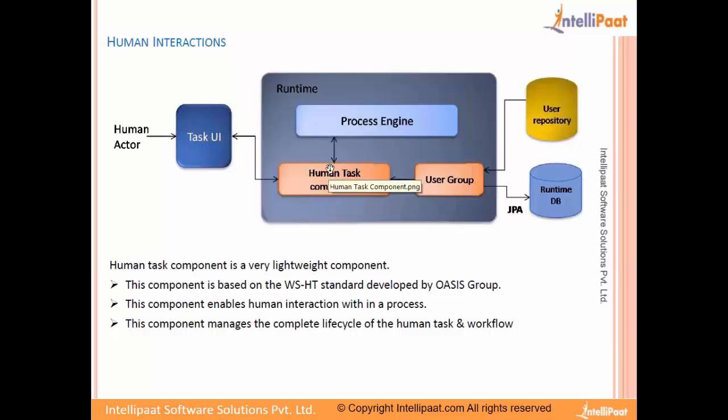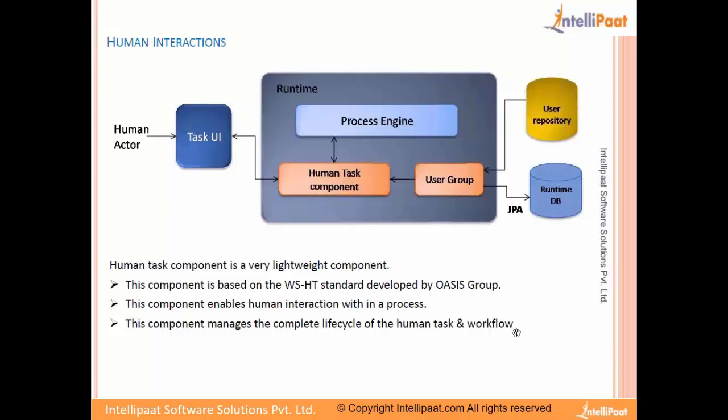So whenever a user task is reached in the process engine, it duly delegates a task to the human task component, and it makes the interaction with the user possible. The different components involved in this human interaction are, first, the task UI. That's the UI which the end user or the human actor is going to interact with. Data is going to be shown in the UI, and user input is going to be captured on the screen and brought back to the human task component.